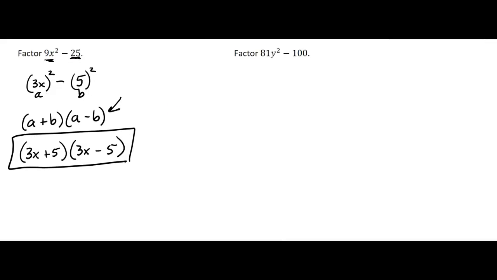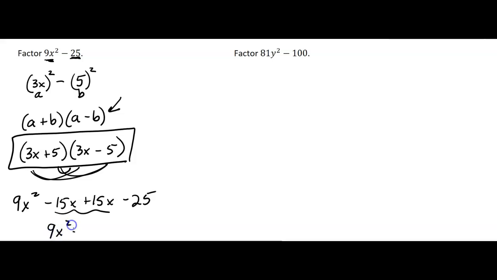You could multiply it out, FOIL. So F, 9x squared, O, negative 15x, I, positive 15x, and L, negative 25. But what happens right here with the negative 15x and the positive 15x? They add up to 0, so you get 9x squared minus 25. And that's what we started with. So that checks.